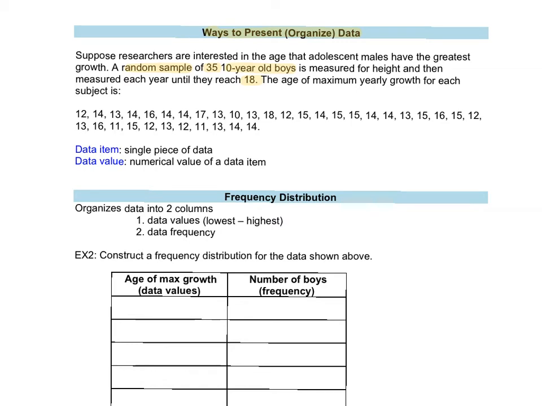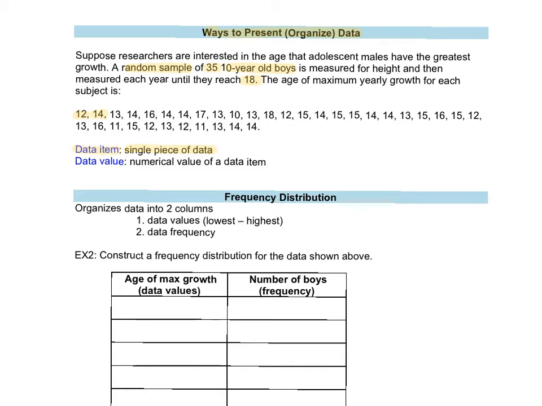First of all, note that each one of these numbers is what we call a data item. So a data item is a single piece of data. So this first number 12 represents a single data item. This is a single adolescent male who had his greatest growth or maximum growth at the age of 12. The next number 14 is another boy who had his maximum growth at the age of 14, and so on. So notice that each one of these data items represents a different boy.